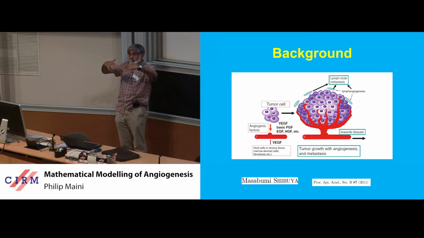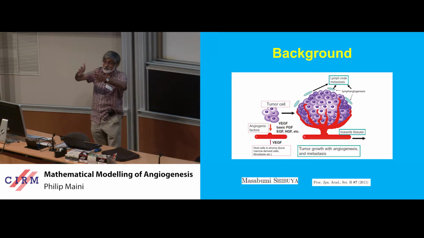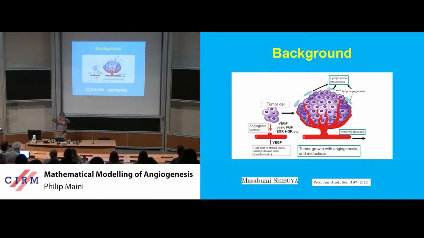This allows the endothelial cells to break away. And they break away and they move up the gradient of VEGF, so they move towards the tumour. And they form blood vessels, and that's how you get angiogenesis.